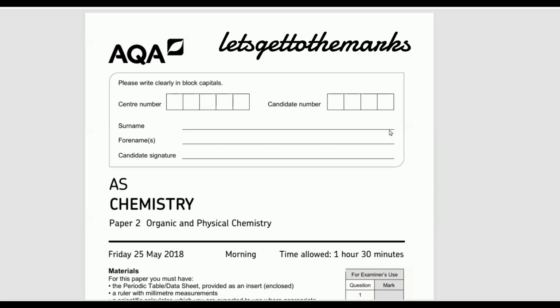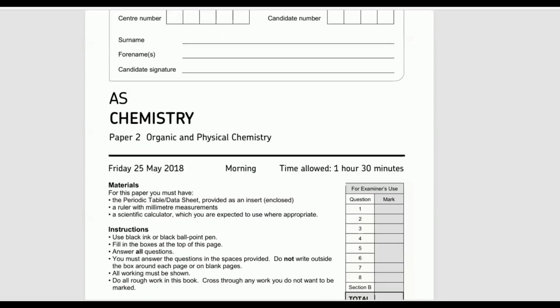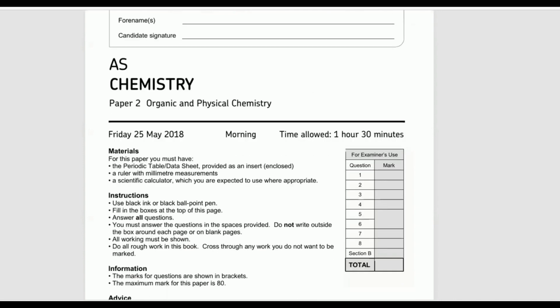We're looking at AS Chemistry, Paper 2, Organic and Physical. This is the 2018 paper. There's 8 written questions plus a section B, which is the MCQ.